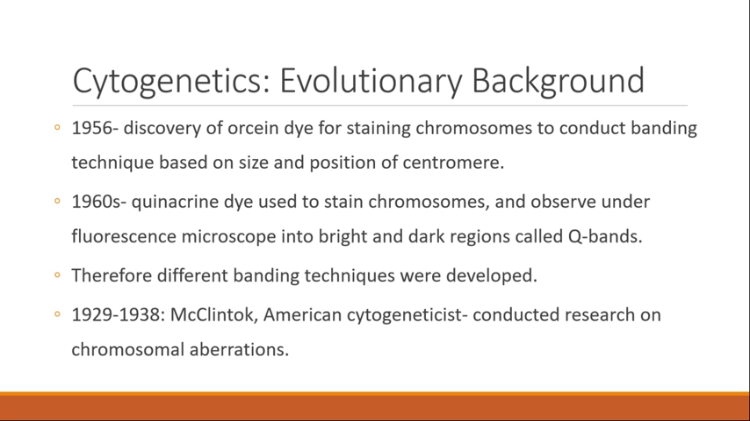So that was the approach. Then in 1929 to 1938 there was an American cytogeneticist named McClintock. He had been conducting research on chromosomal aberrations for a long time. So the idea of deviations from the normal set of chromosomes was coming up, and therefore chromosomal abnormalities, chromosomal aberrations, which recently is a trend in genomics and cytogenetics. Not a trend so to say, but a large area of research interest that was initiated back in 1929.